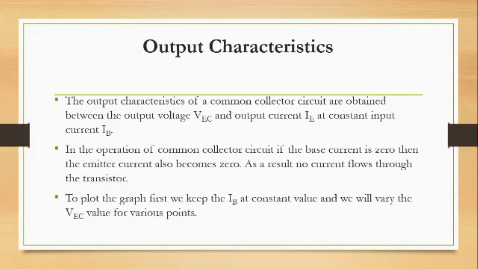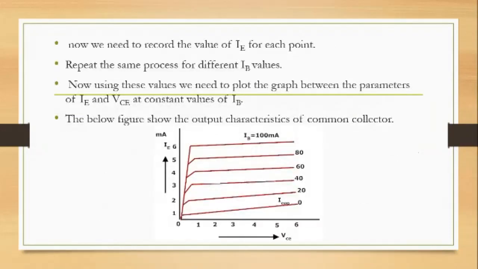To plot the graph, first we keep IB at a constant value and we vary the VEC value for various points. Now we need to record the value of IE for each point. Repeat the same process for different IB values. Now, using these values, we plot the graph between the parameters IE and VEC at constant values of IB. The figure below shows the output characteristics of the common collector.